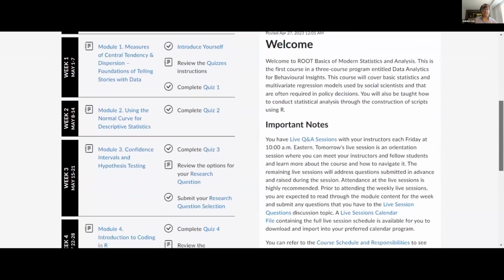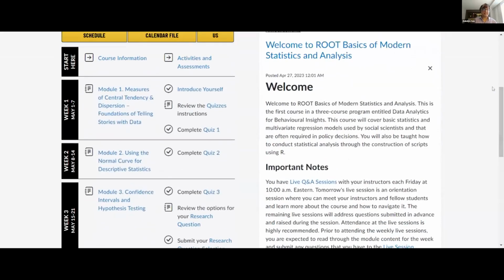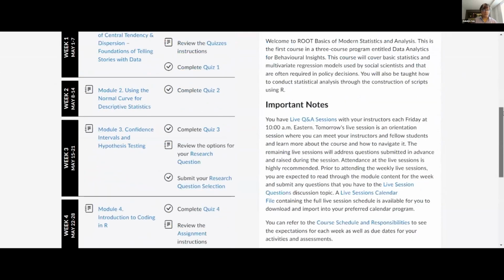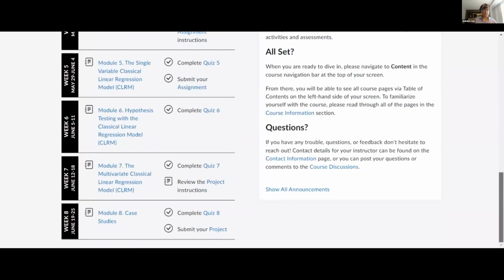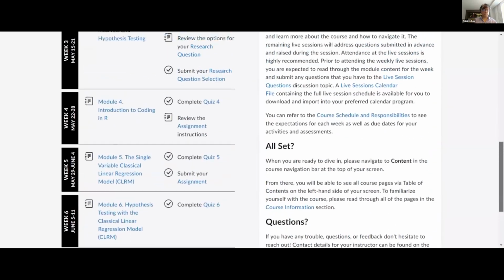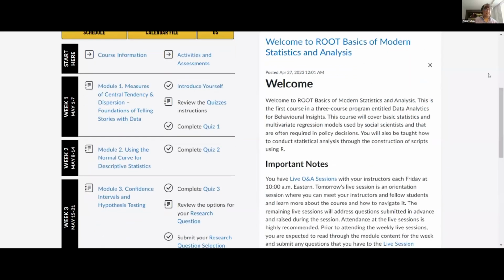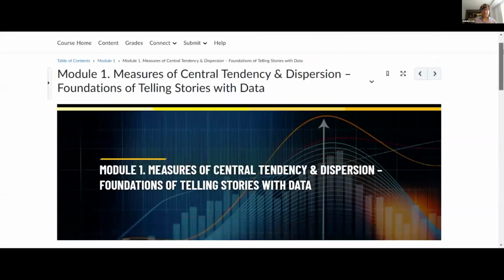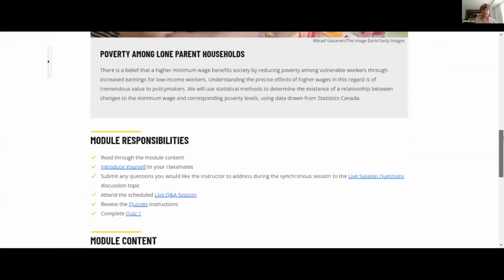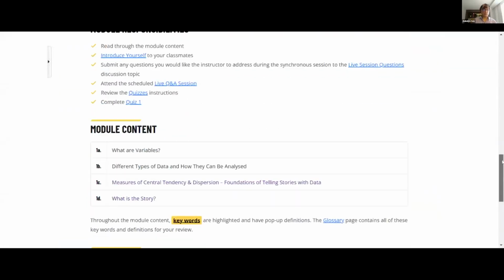So as you can see, we start off with the very basics of statistical analysis, looking at means, medians, standard deviations, and then going on to distributions, confidence intervals, then stopping to train students in R, and then going on to linear regression models. Okay, so what I'll do is I'll start off with module 1. And in module 1, I will go to 1D, what is the story?